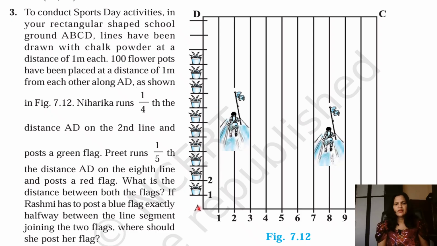What is the distance of AD? 100 meter. Because 100 flower pots are kept. It is mentioned.